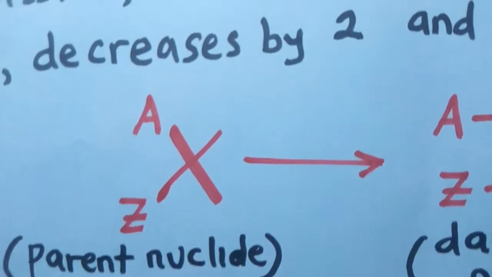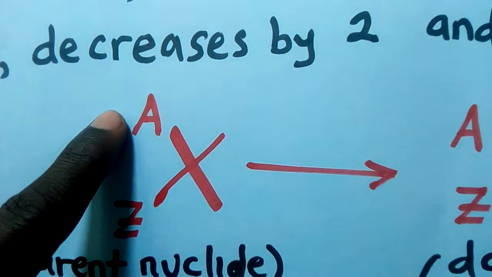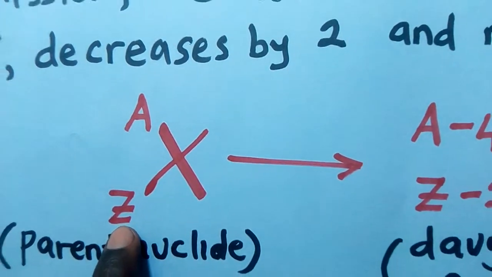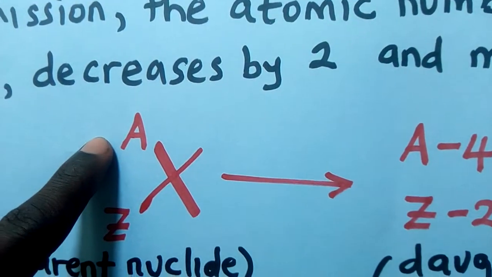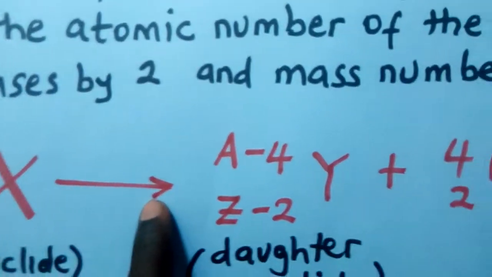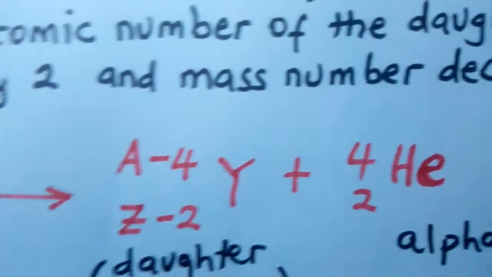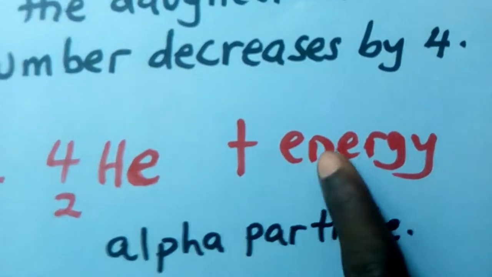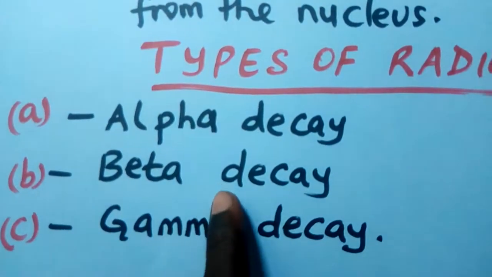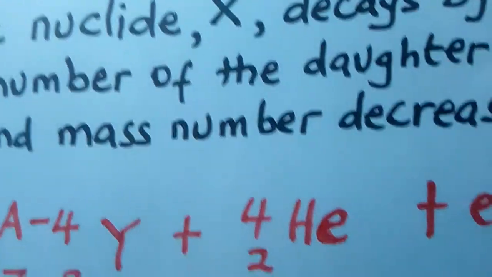Supposing this is the parent. Of course, the parent has atomic number and mass number. Sometime back when we were talking about atomic number, we said atomic number, generally we use the letter Z. Mass number, we use A. So the parent is X. Then it produces, you see, this parent is alone here, but is producing all this. One of them is energy. All these radioactive decays, whether it is alpha decay, beta decay, or gamma decay, energy is given out. Although sometimes we don't write it in the equation.